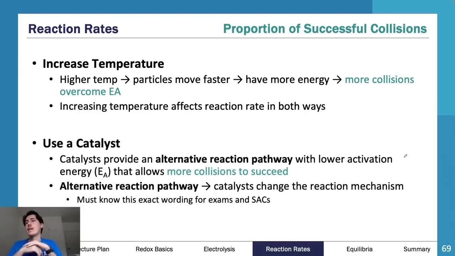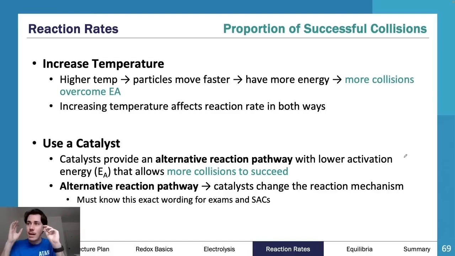Use of a catalyst. So a catalyst provides an alternative reaction pathway with a lower activation energy. This then allows for more collisions to succeed. It's really important you know that wording and that specific wording. Catalysts provide an alternative reaction pathway with a lower activation energy. This allows for more collisions to succeed, and therefore you get that whole idea that it's the alternative reaction pathway.